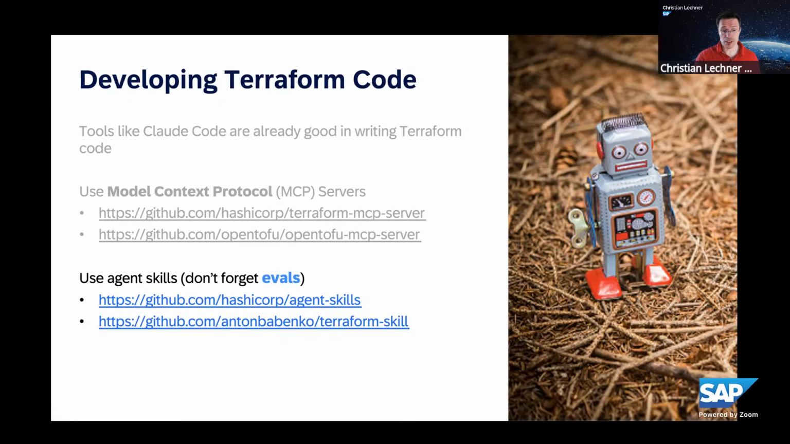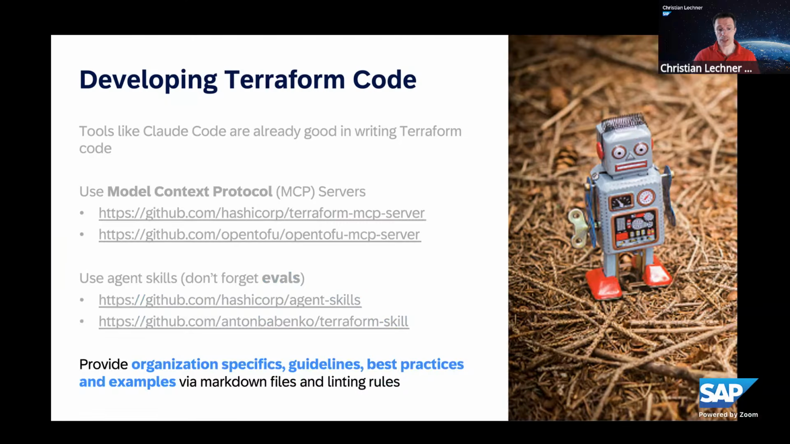Now, even if you use the skills, make sure that you have evals in place so that things end up the way you would want them to. And besides that, of course, you should also bring in your organizational specifics, like guidelines, best practices, examples, modules that you host within your organization and that you want to use. And of course, I would recommend to use deterministic tools like tflint where possible. All the rest can go to Markdown files. That's fine. But with that, you can really speed up the Terraform code creation on your end and also improve the quality.